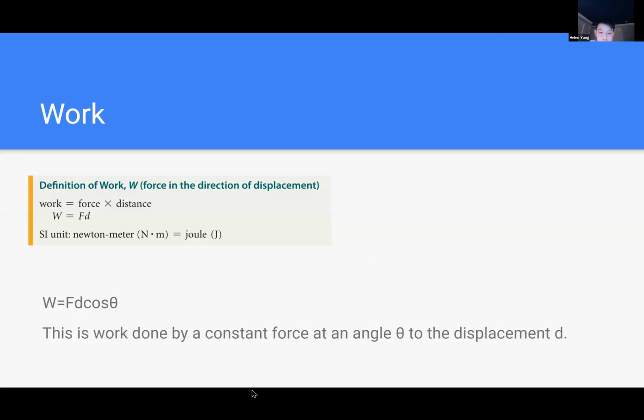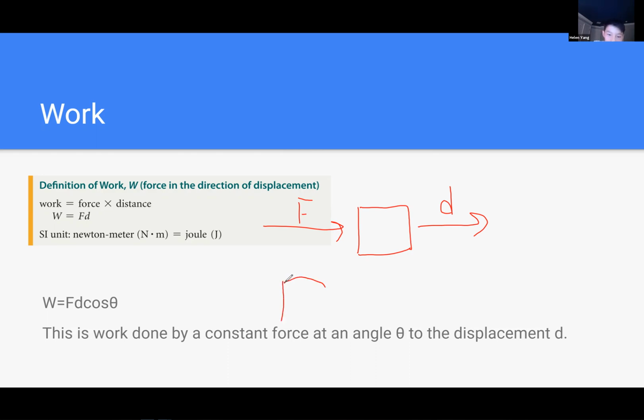First of all, we'll start off with work. Work is when you apply a force to an object over a certain distance. For example, if you have a block here and you apply a force like this and it goes a displacement d, then the force does work on the object.